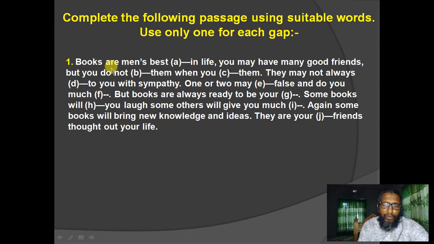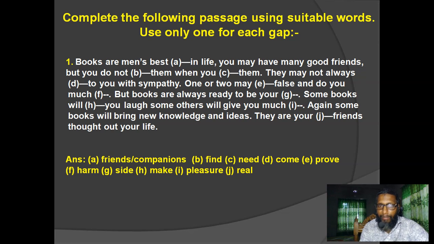Books are man's best dash in life. Here the word is a superlative, so after a superlative you can use a noun. That's why we can use here friends or companion. So books are man's best friends. You can also use another word, companion. Companions and friends are both synonyms, both have the same meaning. So you cannot only use friends or companion. You can use another word if it makes complete sense of the sentence.